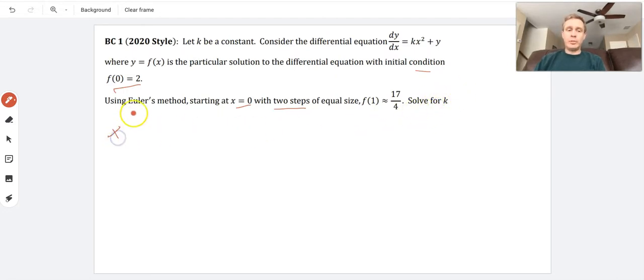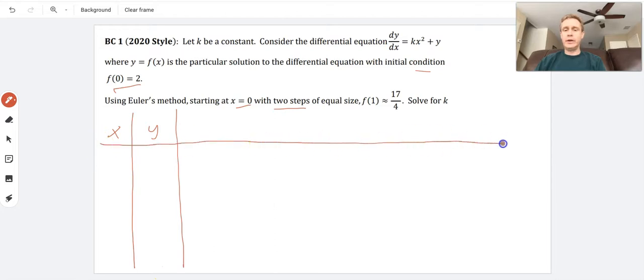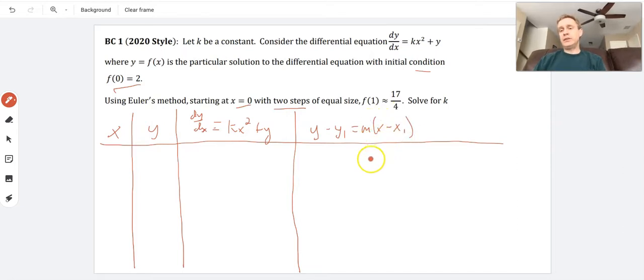So if you recall, the process that I showed you was that I make a table, and I'll have a column for x, a column for my y values, and then a column for my derivative, dy/dx equals kx squared plus y. And then I have a fourth column to put together the equation of my tangent line, right? Because again, Euler's method is just finding a succession of tangent line equations to progress our way to ultimately approximate what the particular solution is to our function.